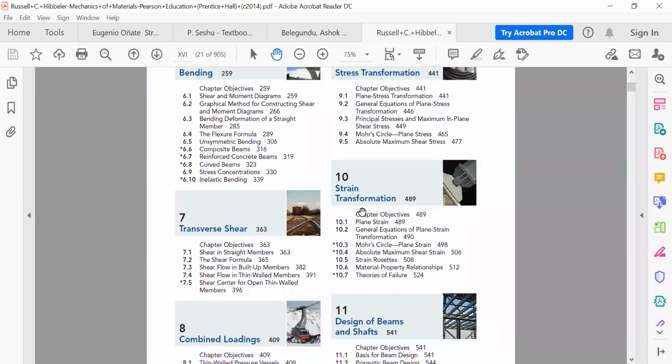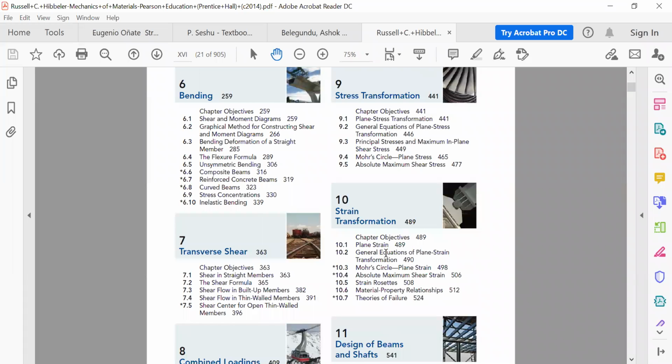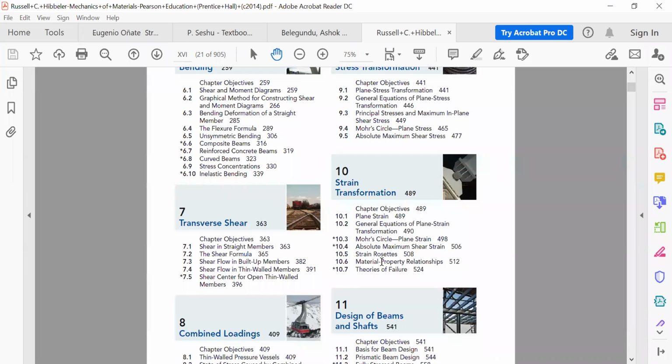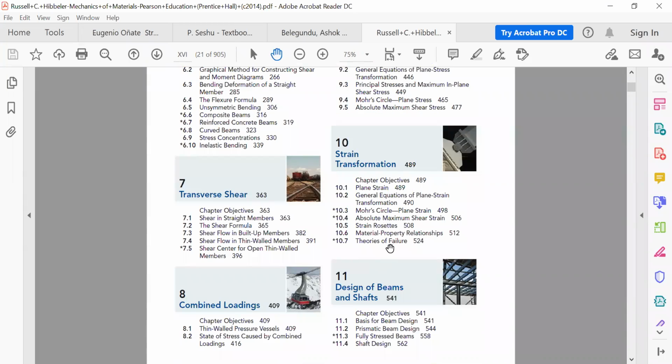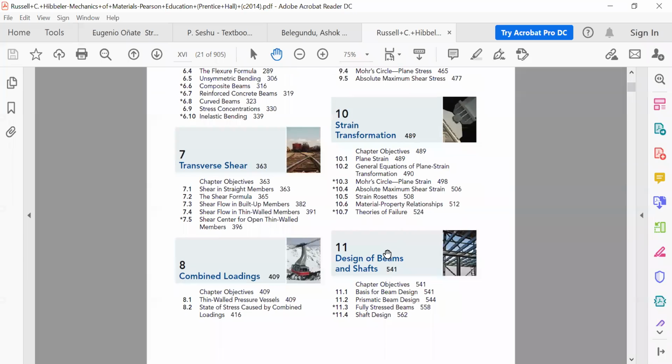So these two chapters are very important, a bit advanced compared to the basic chapters. Up to chapter number 7, you are talking about unidirectional stress and unidirectional strain. But in chapters number 9 and 10, we'll be talking about bidirectional stress and bidirectional strain. And in fact, we may be talking about the three-dimensional state of stress and the three-dimensional state of strain. This is what we have to do in this course.